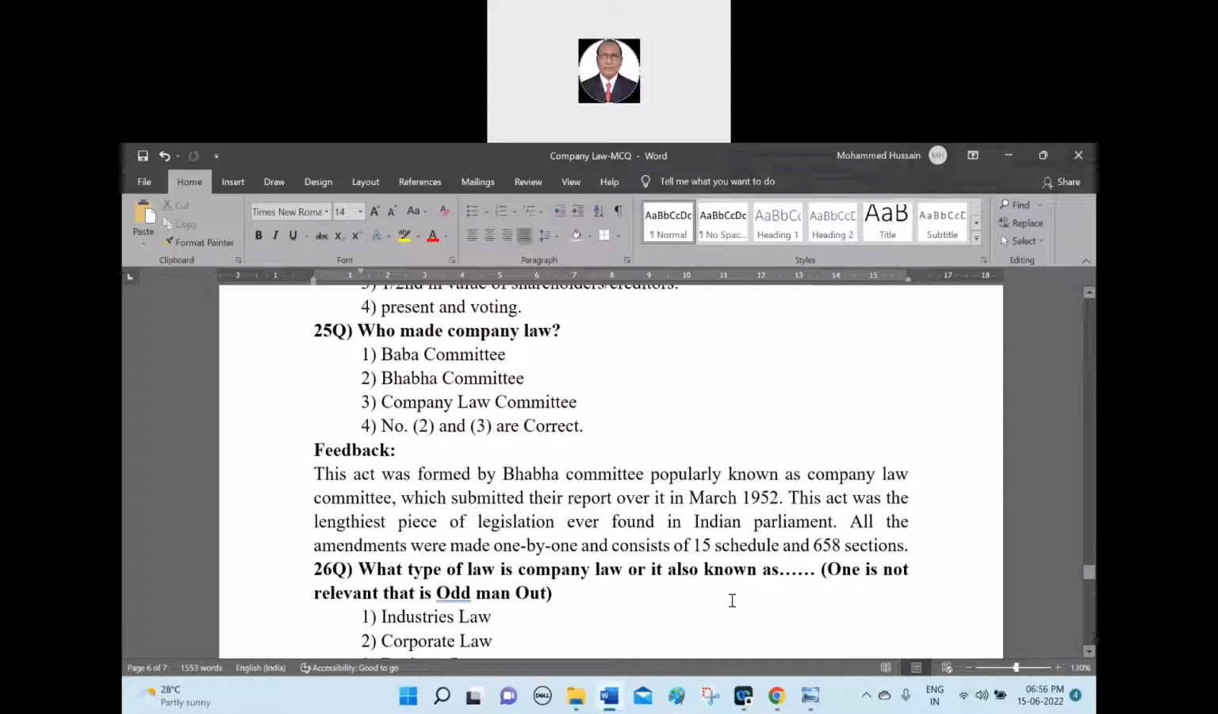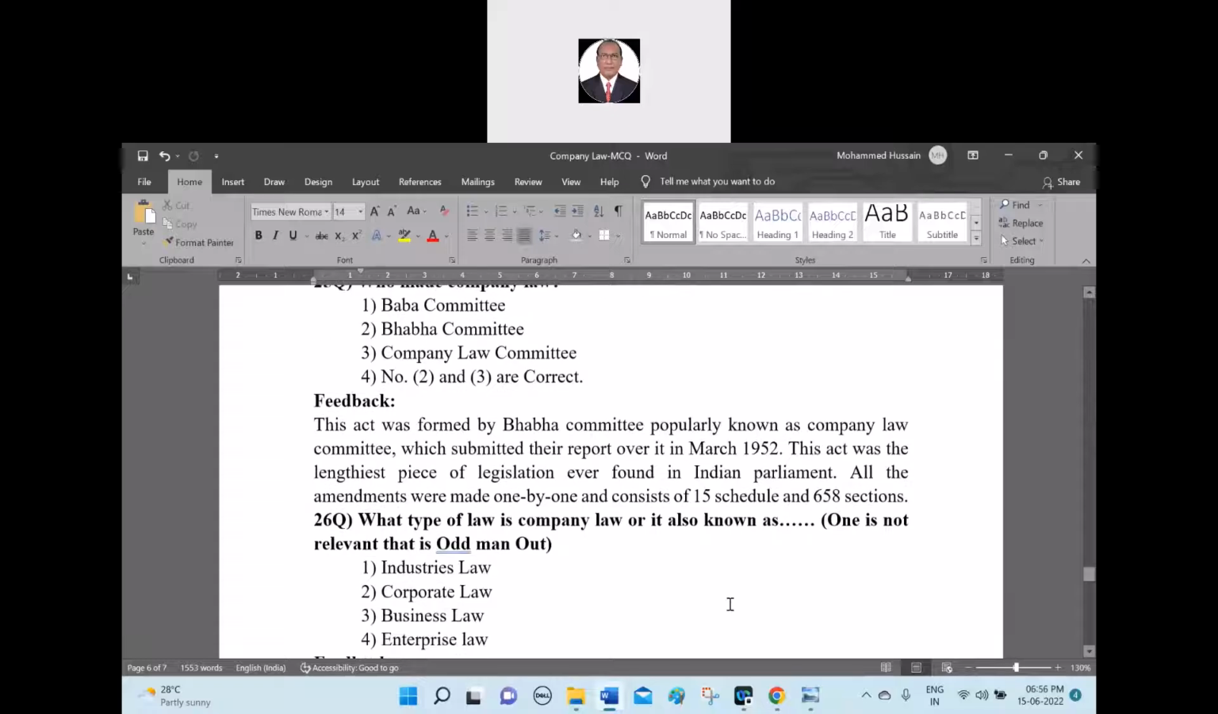What type of law is company law? Or it is also known as dash. One is not relevant, that is the odd man out. Number one, industries law. Number two, corporate law. Number three, business law. Number four, enterprise law. Business law, sir. Wrong. Corporate law. Wrong. Only enterprise law, sir. Entrepreneur law. No. Enterprise law. So what is now the odd man out? Odd man out is industries law. Number one, sir.